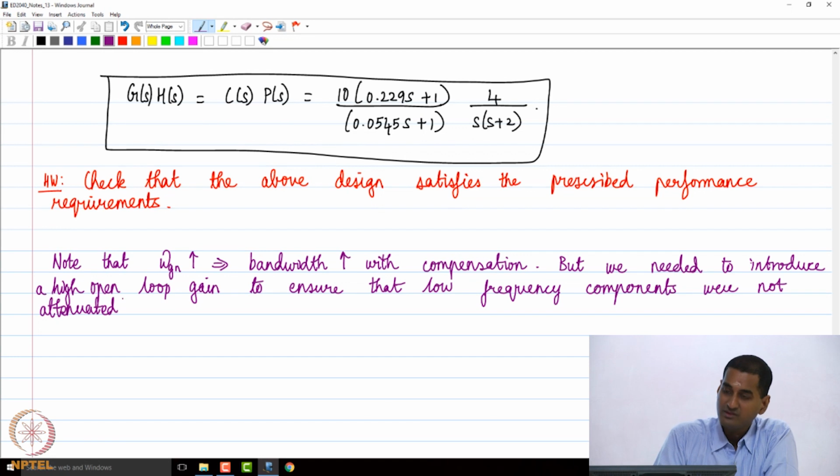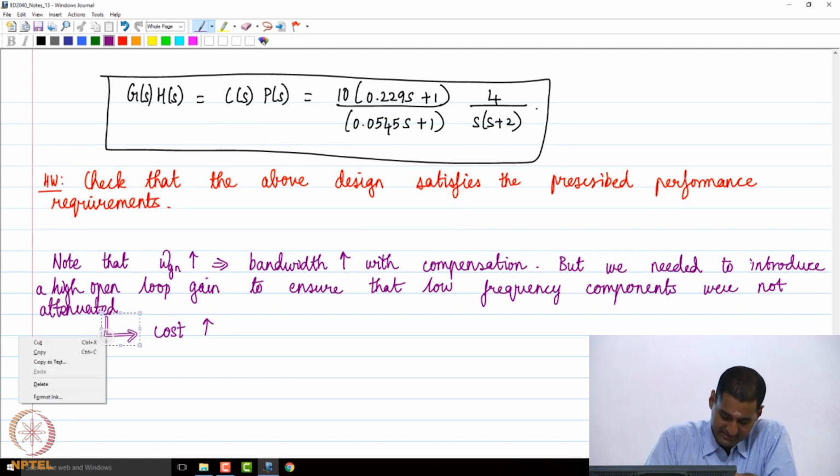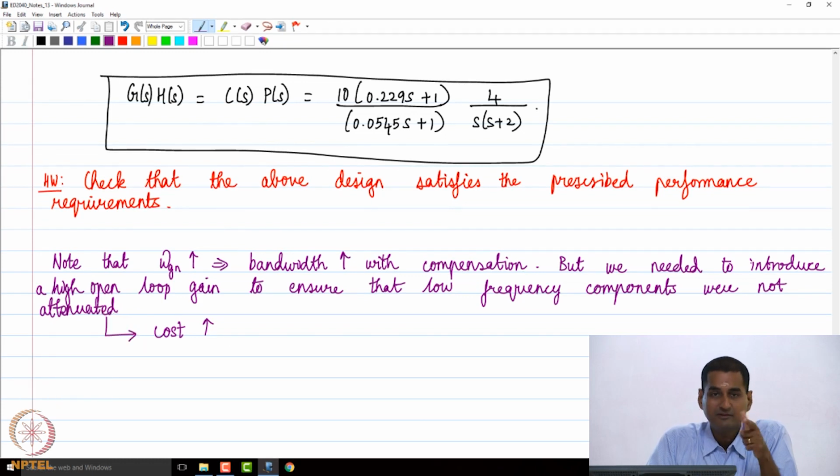So this has two effects. One is cost increases when you increase the gain of the system. Second thing is also the high frequency noise gets slightly amplified. So that is something which we need to remember. I just want to reiterate those two points once again through this example. Fine. So this is an example which essentially shows you the process for designing a lead compensator.